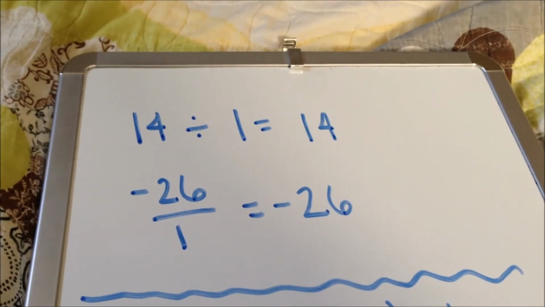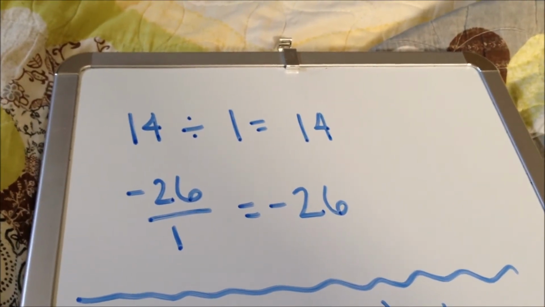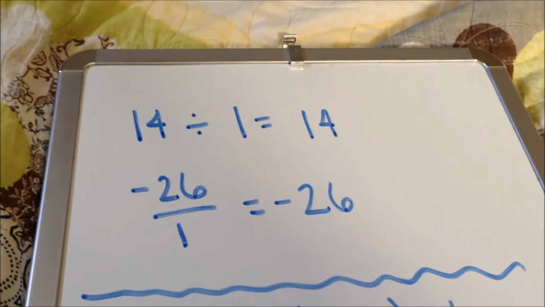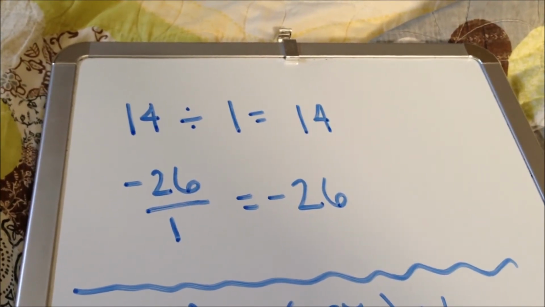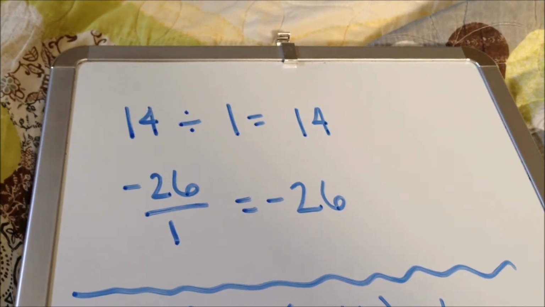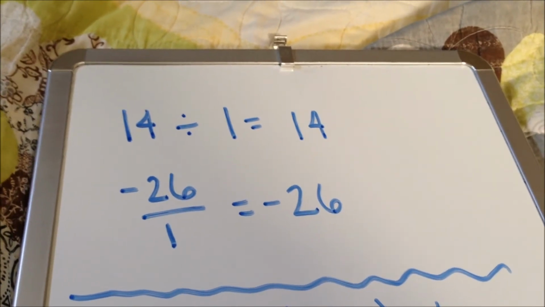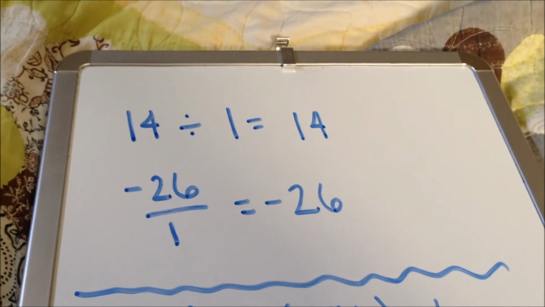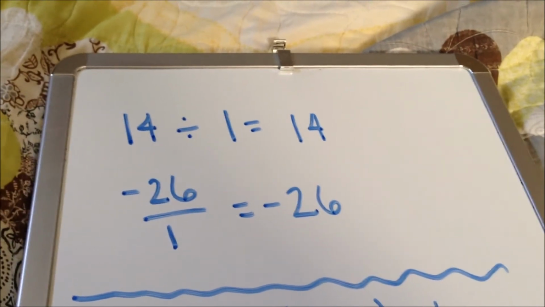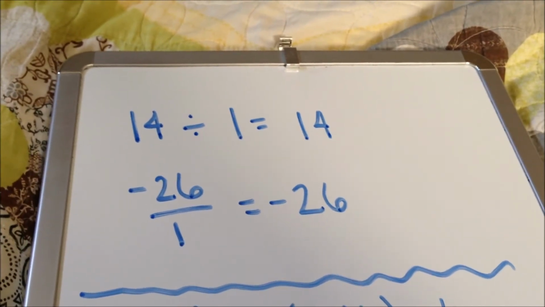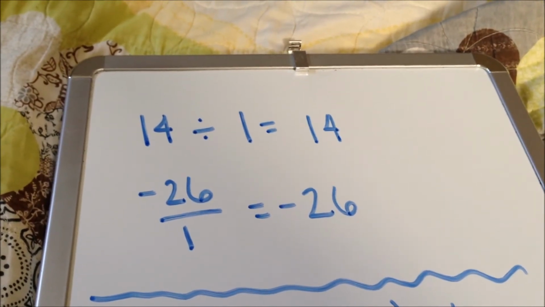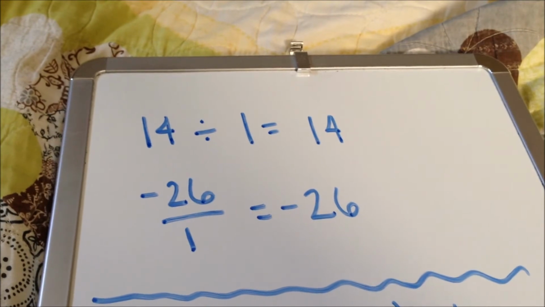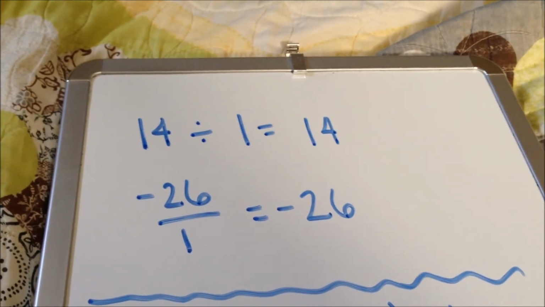Some special rules for division involve division by 1 or division of a number by itself. For example, 14 divided by 1 equals 14, the original number. Negative 26 divided by 1 equals negative 26, the original number. So basically, anytime you take a number and you divide it by 1, the result is the original number. Don't confuse this with, let's say, 1 divided by 14 or 1 divided by negative 26. Those answers would not be 14 and negative 26. So the order in which you write the numbers when you're dividing makes a big difference.